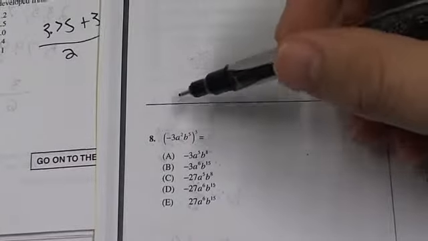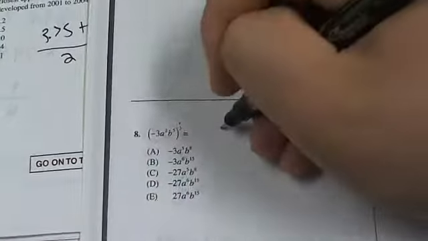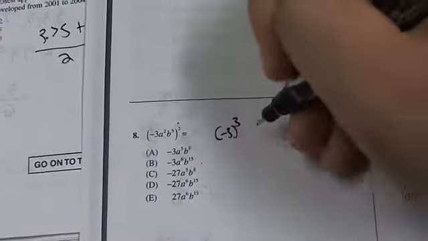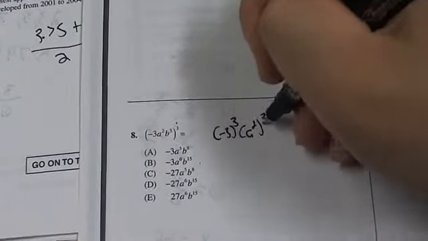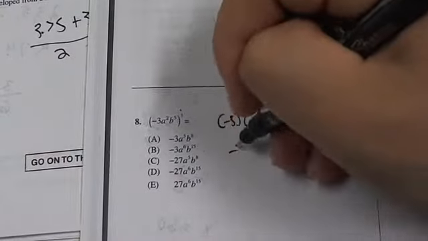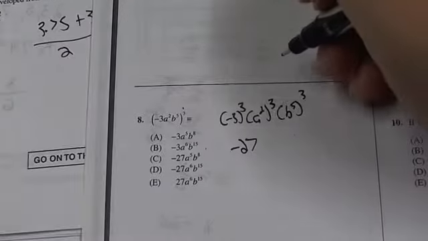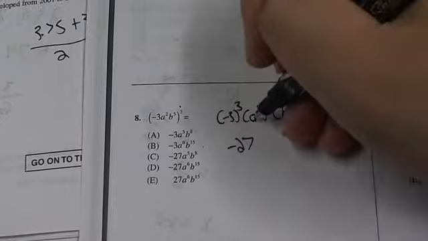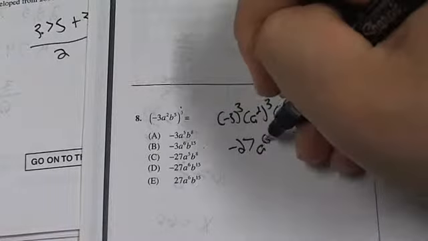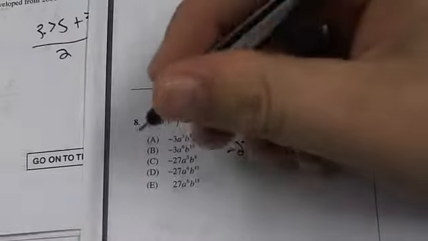Alright, number 8. Negative 3a squared b to the fifth, all cubed. Remember the properties of exponents. You've got to apply the exponent to each one. So it's negative 3 cubed times a squared cubed times b to the fifth cubed. Negative 3 cubed is negative 27. Remember, when you're raising an exponent to an exponent, you multiply the exponents. So 2 times 3 is 6, and 5 times 3 is 15. So the answer is D.